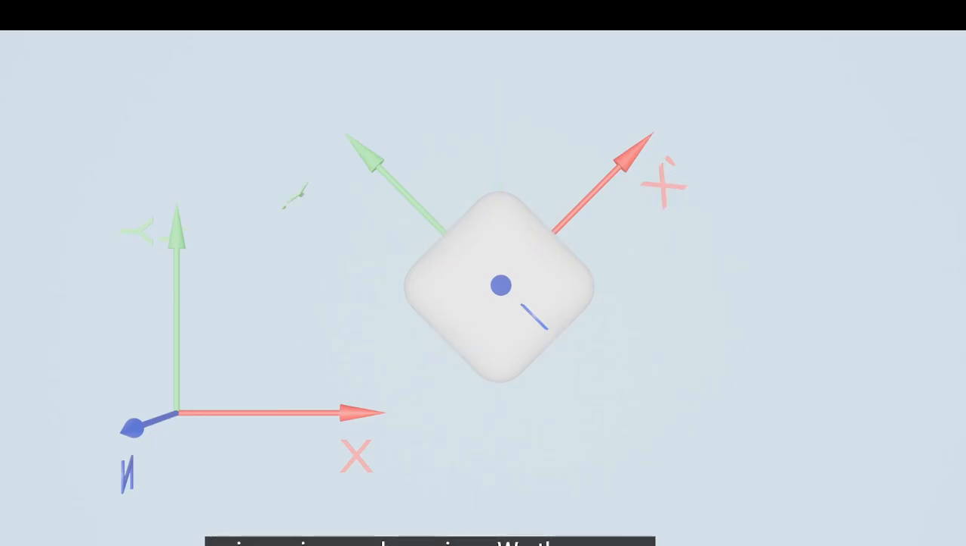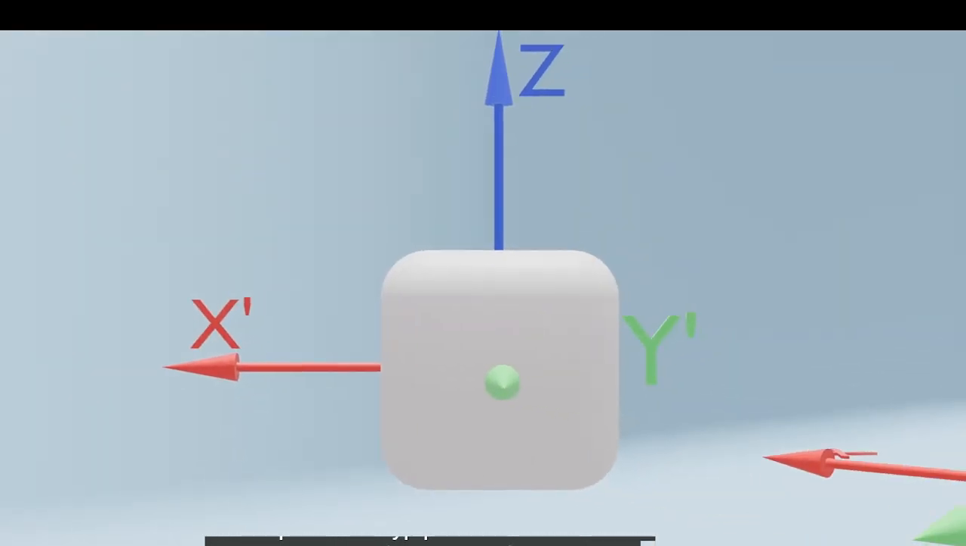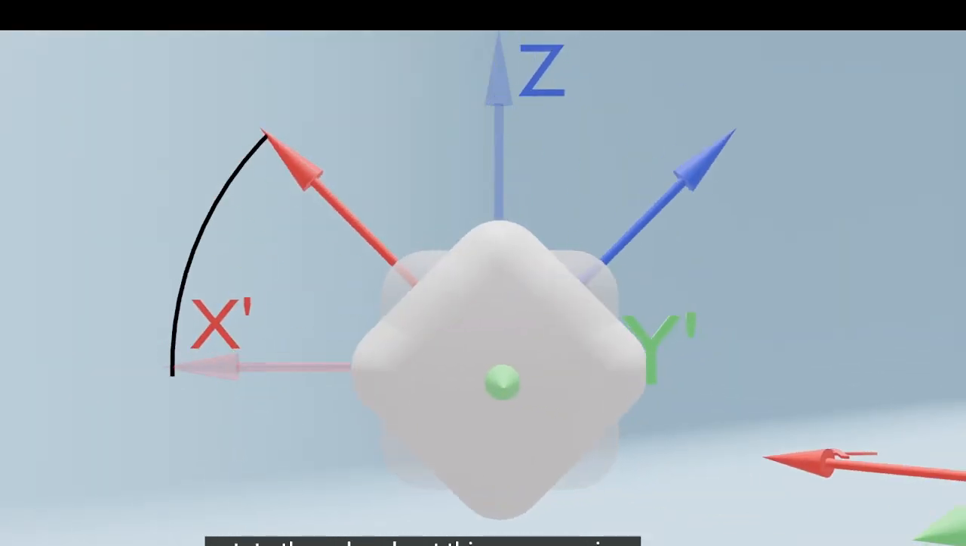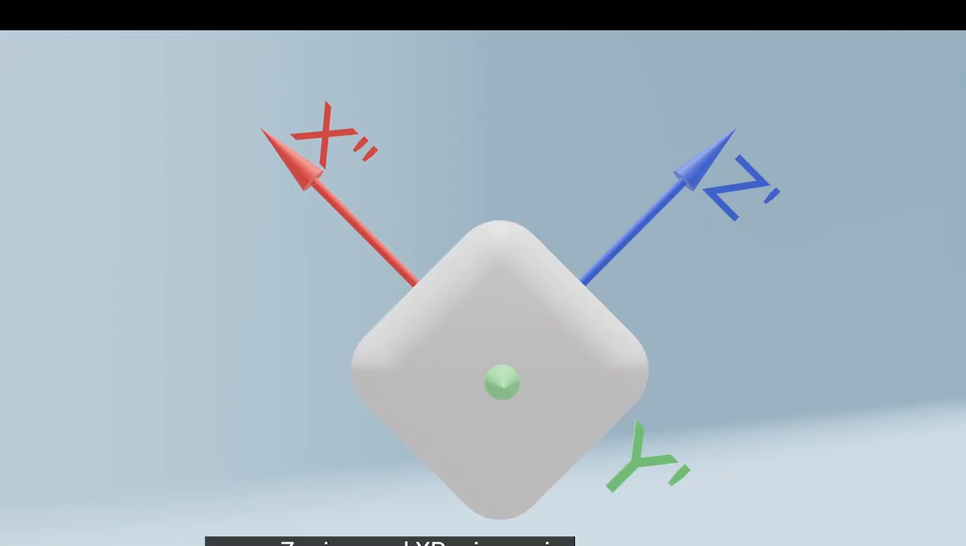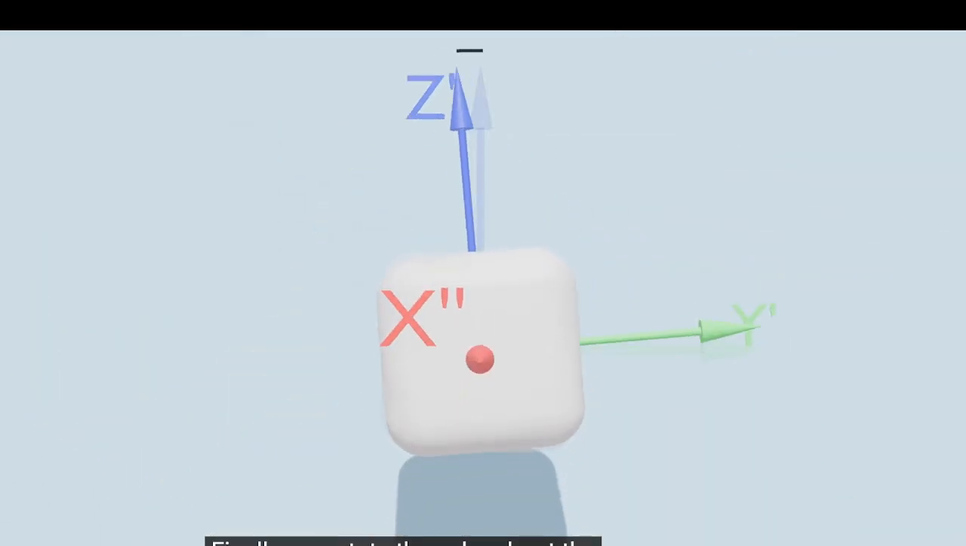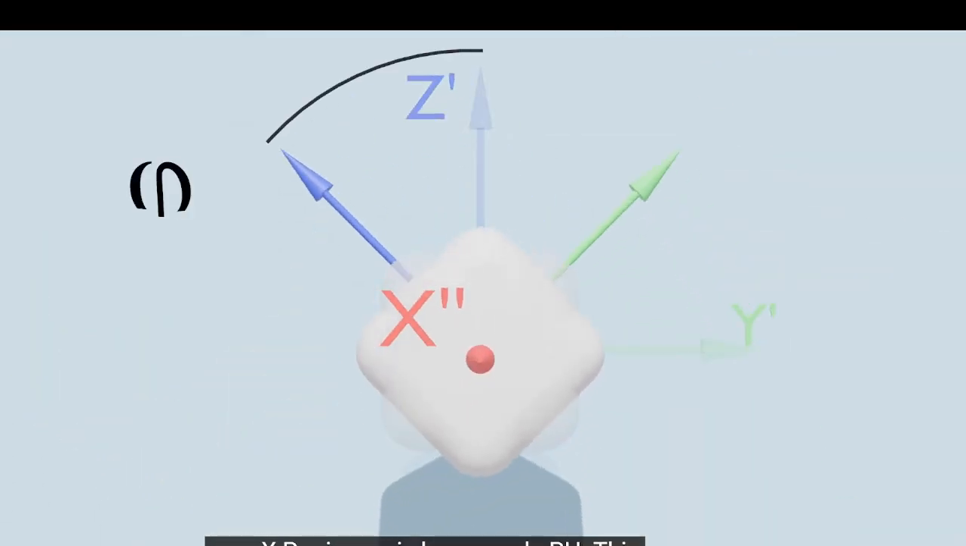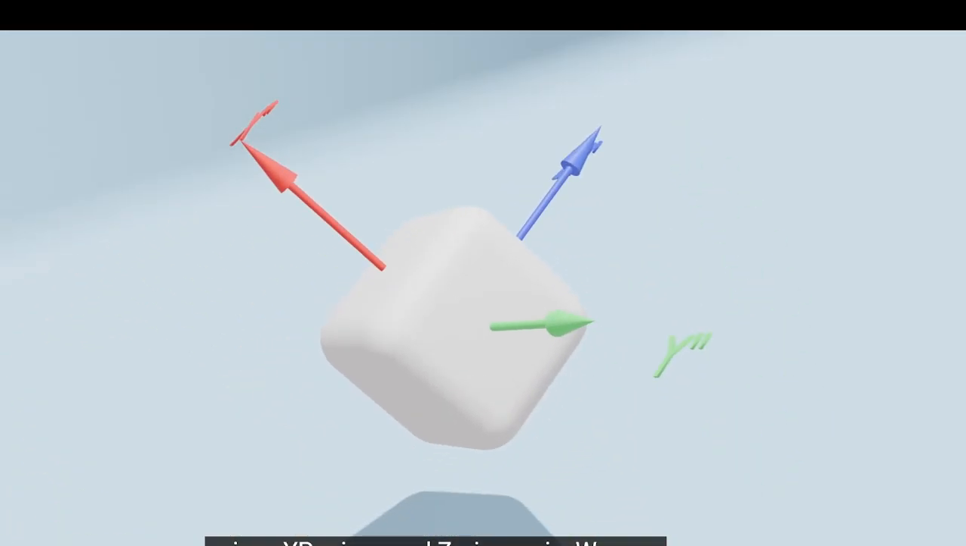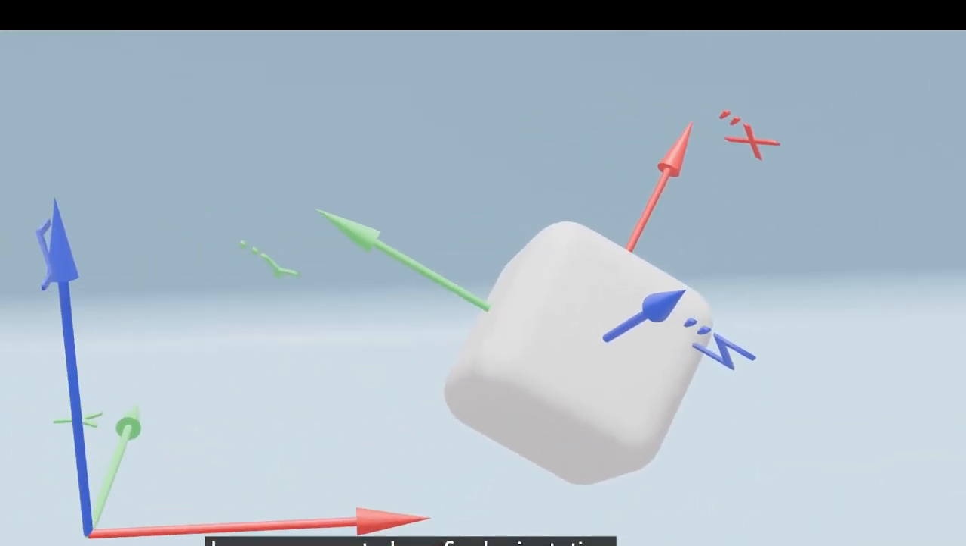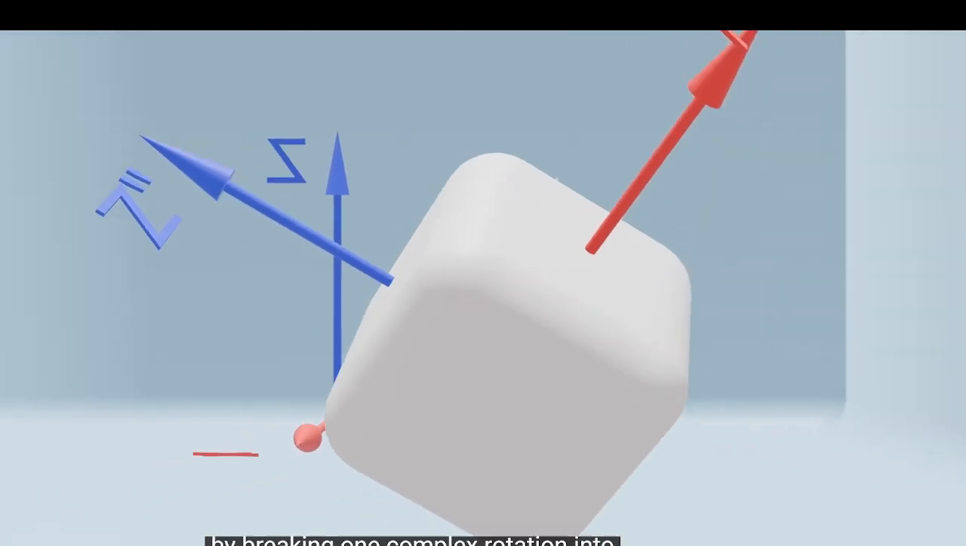We then move on to our second rotation. This time, we rotate the cube about this new Y' axis by an angle theta. This rotation rotates our Z and X' axes, creating a new Z' and X" axis. Finally, we rotate the cube about the new X" axis by an angle phi. This rotation rotates the Z' and Y' axes to become our new final X', Y', and Z' axes. We now have represented our final orientation by breaking one complex rotation into 3 simple rotations with 3 angles.